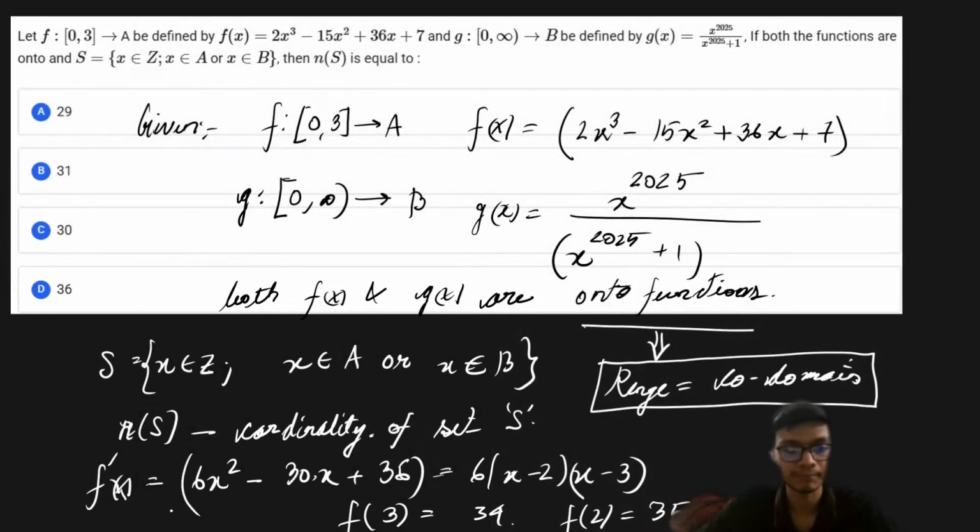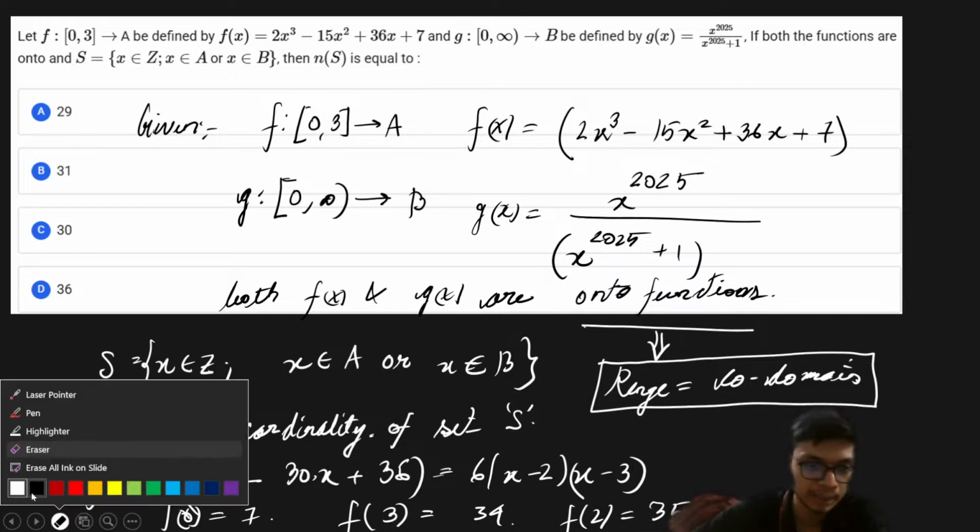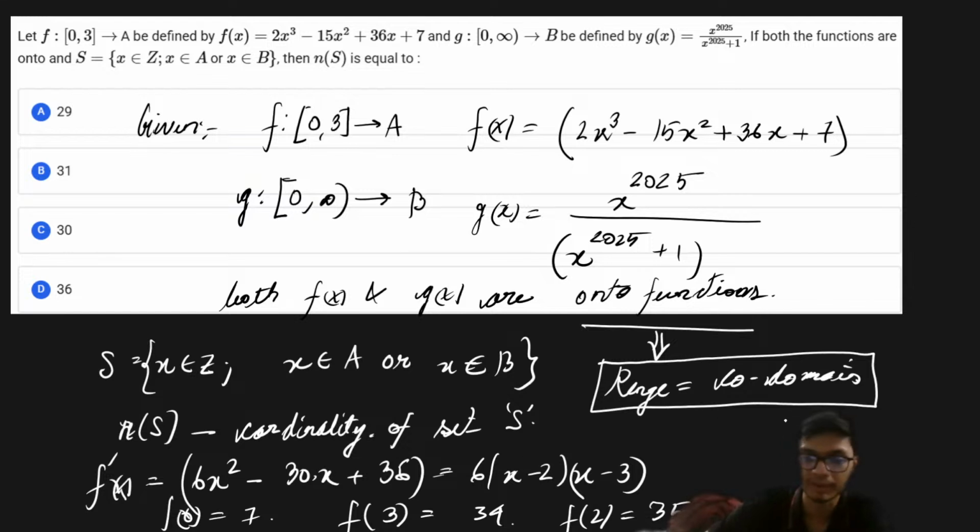And similarly, the functional value at x equal to 0, I'm getting as 7. And similarly, the functional value at x equal to 3, we have already found, right? So that's what the points are, right? Now from here, you see that the maxima and the minima are 35 and 7, right? So therefore the set A will basically start from 7 and go to 35. That's what the set A is, right?